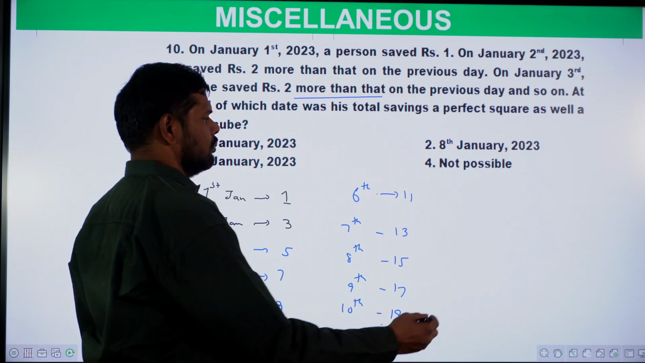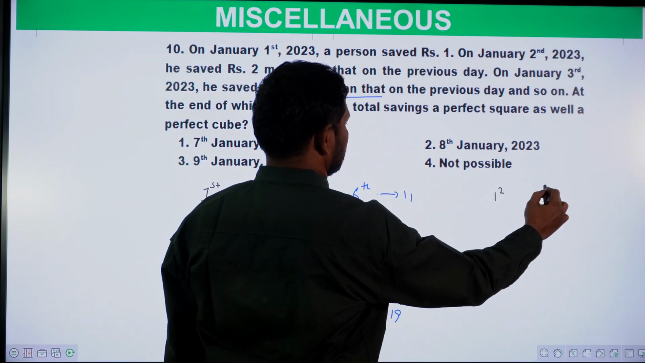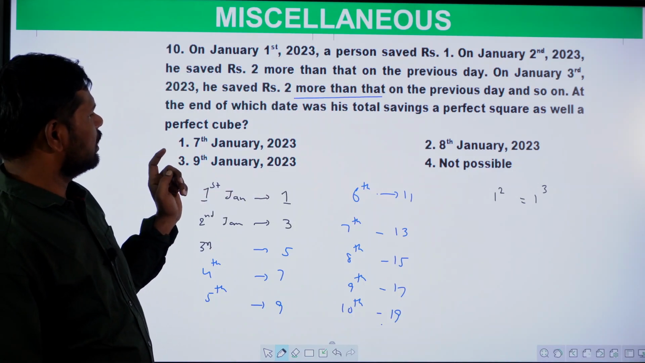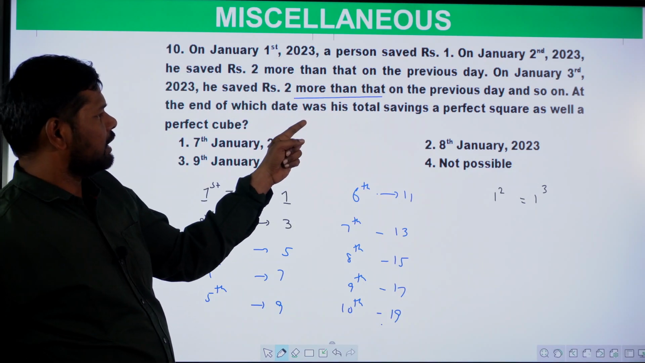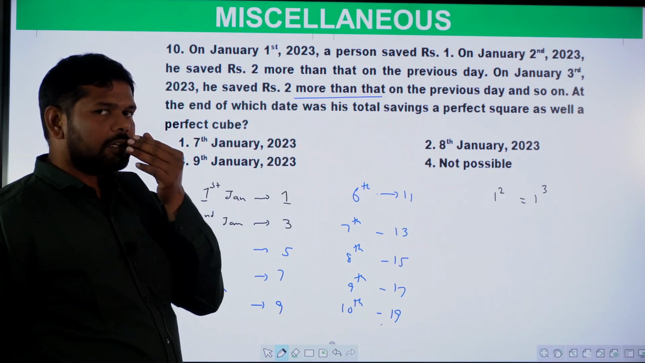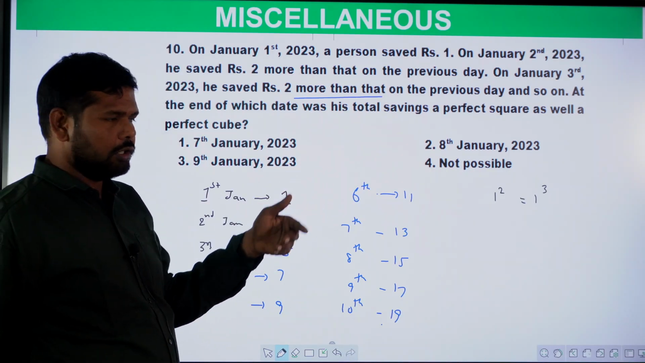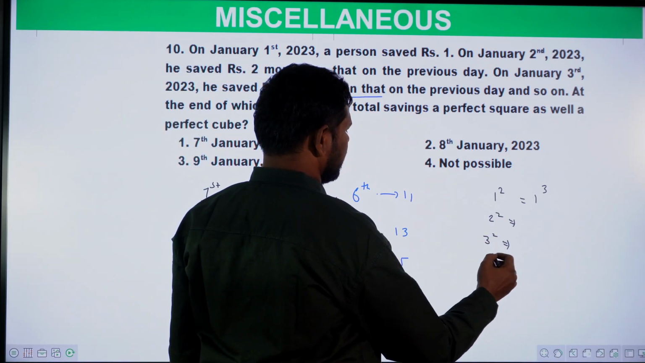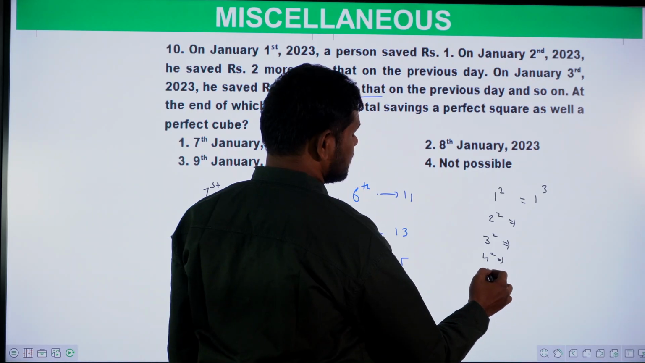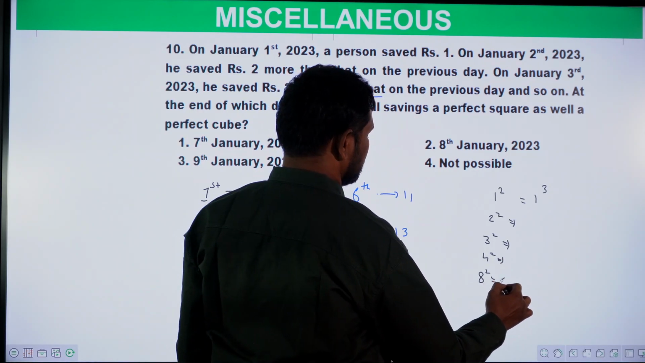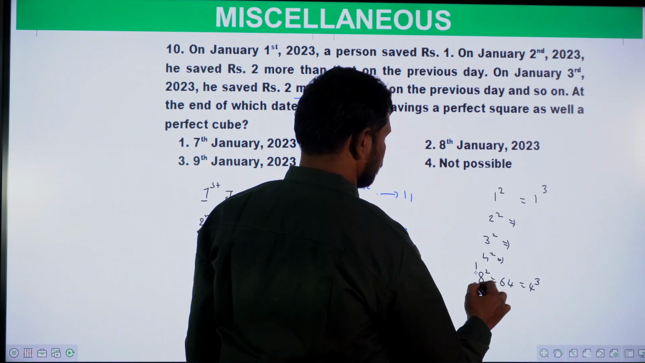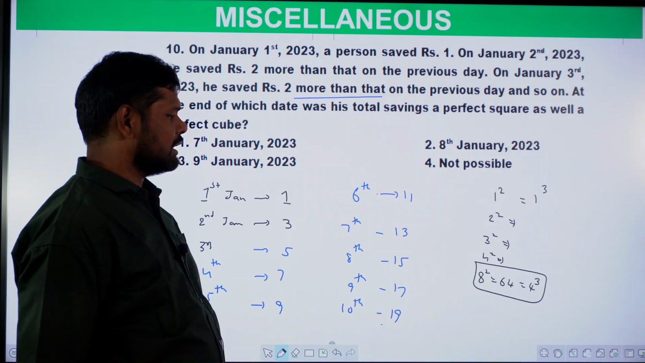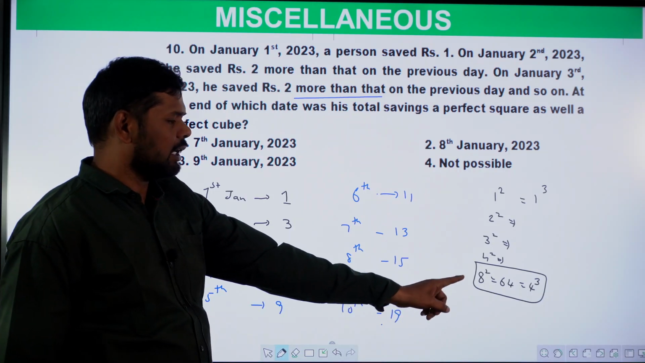Just observe. 1 square, 1 cube, both are equal, but it is not there in the options. At the end of which date was his total savings a perfect square as well as a perfect cube? Other than 1, you need to go for 2 square, which is not equal to any cube. 3 square, not equal to any cube. 4 square is 16. 5 square, 6 square, 7 square. 8 square equals 64. So observe where you get 4 cube. If you get 64, then on the same day it is a square and also a cube.